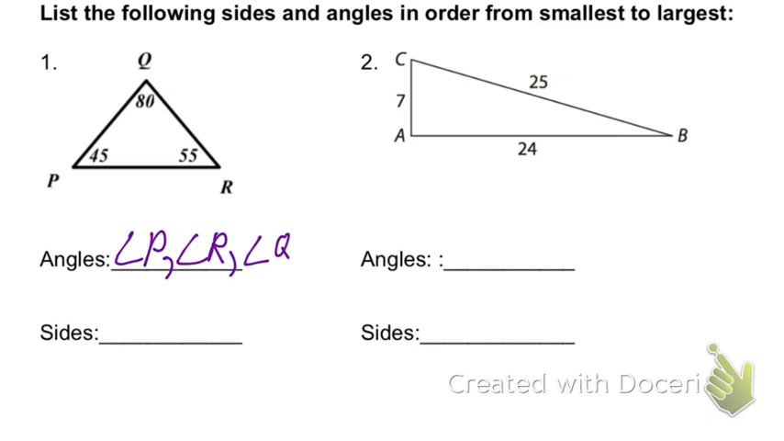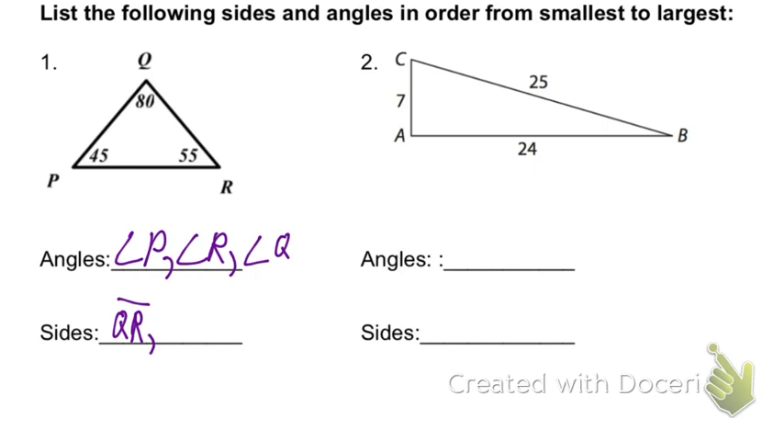Now, do we know the side lengths at all? No, we don't know any numbers. But what is the smallest side length? Elizabeth? QR. And how do you know that? Because it's across from angle P. It's across or opposite angle P, which is the smallest angle.